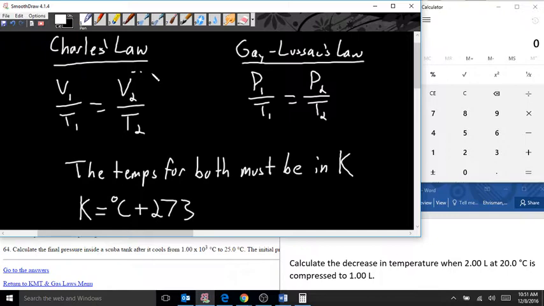Last time we talked about Boyle, he was working with pressure and volume. So he was working with a constant temp. Charles is working with a constant pressure. So if pressure stays the same, he was looking at the relationship between volume and temp. And what he found is that volume and temp are directly proportional.